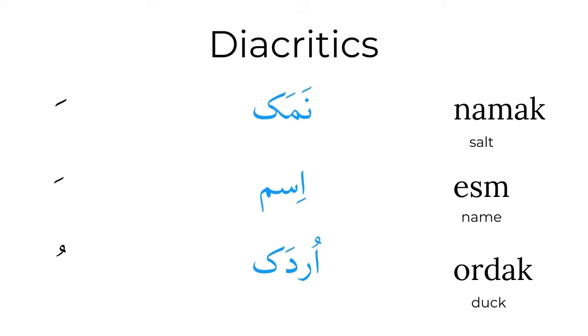When we place this diacritic below the letter, it becomes e. So here we have our example esm, which means name. And the last one here, which kind of looks like a small vav, when you place it above a letter, it adds the o vowel sound, like ordak.